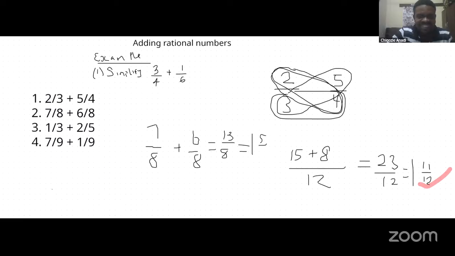Very good. Correct. Do you know that you're very, very smart? Do you know that? Because the reason why I'm saying it is that in this particular question, you don't even need to use the butterfly method, right? Because the denominators are already the same.